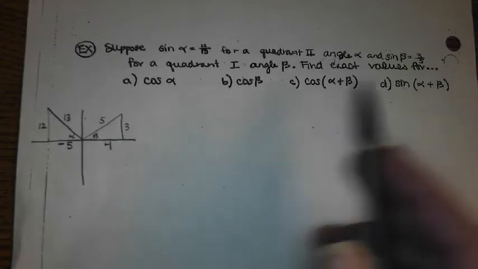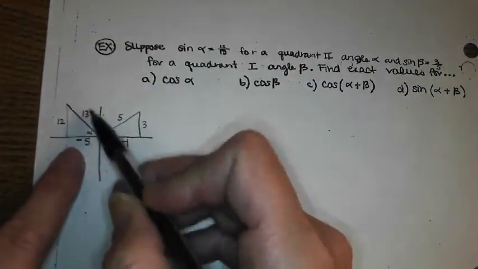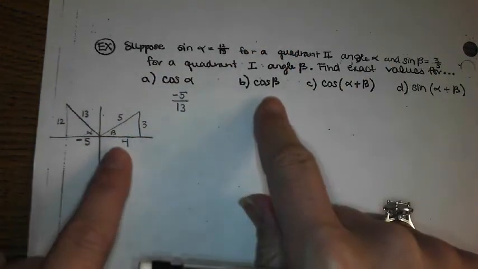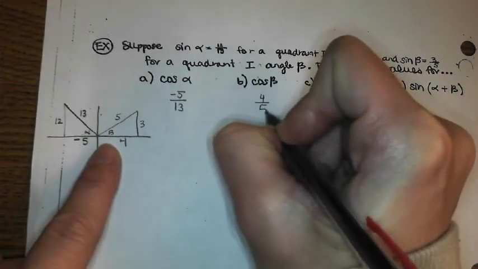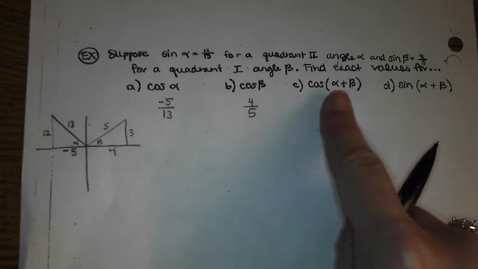So find the exact values for cosine of alpha. So this is old stuff. So in alpha, we would go adjacent over hypotenuse, negative 5/13. Cosine of beta, we would go adjacent 4 over hypotenuse, 4/5. And then they're going to give us this cosine alpha plus beta.